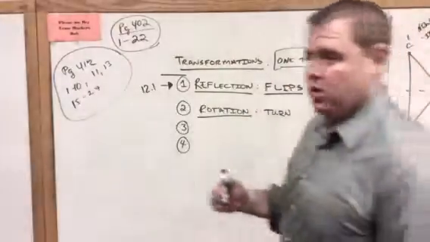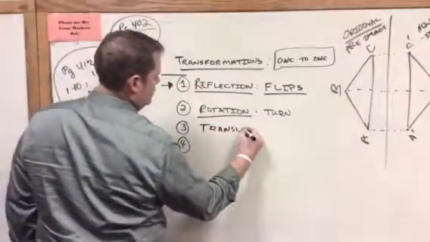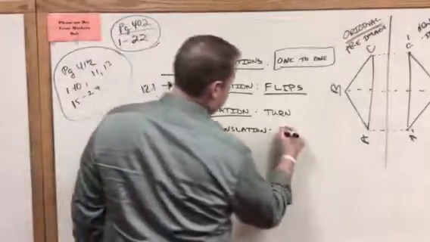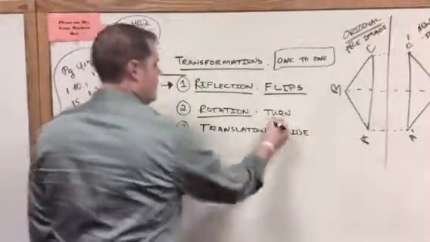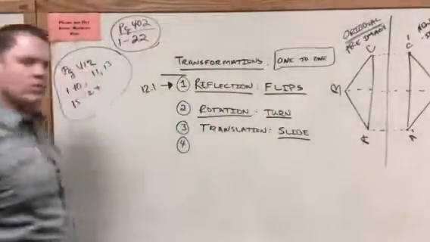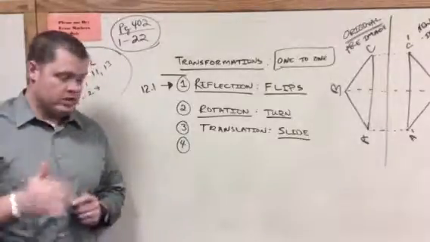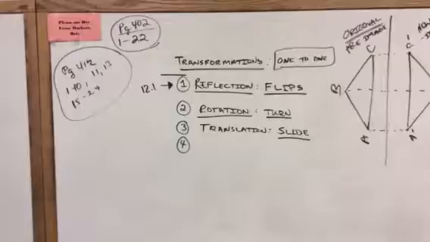The next one is called a translation. That is what we call slide. So we have one word answers for these. So what defines a reflection? The definition is flip. Rotation, turn. Translation is to slide.